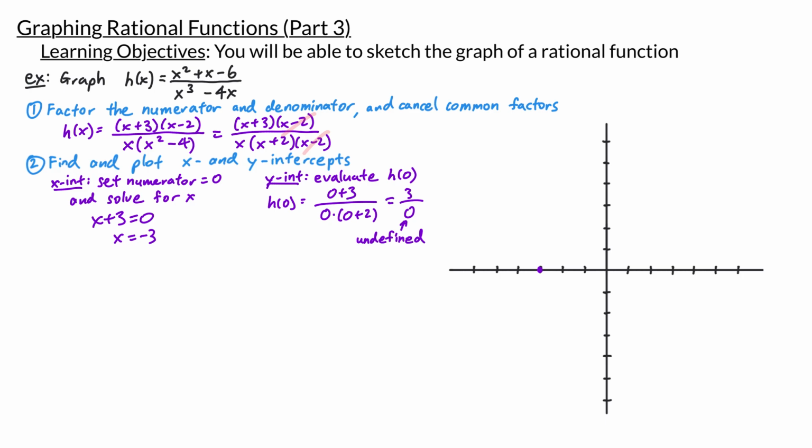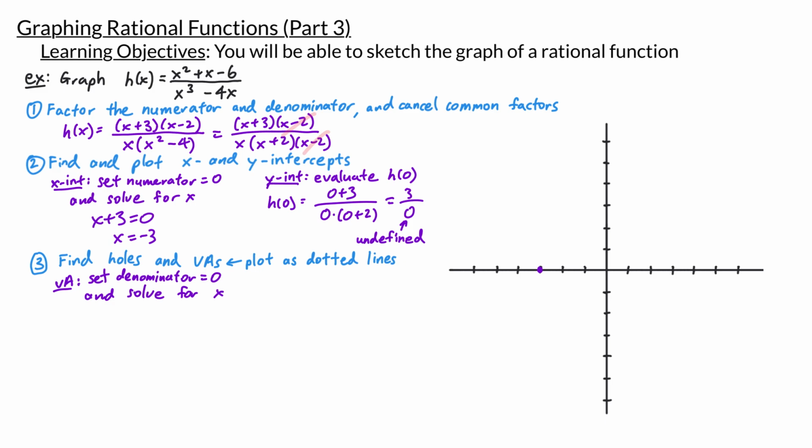We're now ready for our next step, which is to find the holes and vertical asymptotes of our function. To find the vertical asymptote, we want to look at the factored and canceled version of our function and set the denominator equal to 0 and solve for x. So we want to set x times x plus 2 equal to 0. Since we have a product of two things equal 0, we can split this equation up into two parts. We have x equals 0 and x plus 2 equals 0. On the left, x equals 0 is already solved. On the right, x plus 2 equals 0. All we have to do is subtract 2 from both sides to get x equals -2.